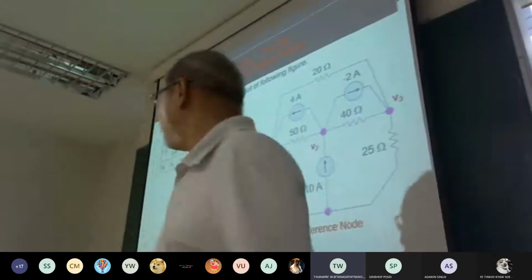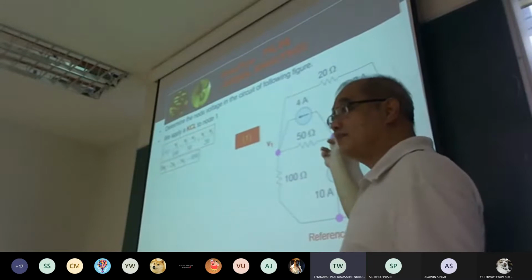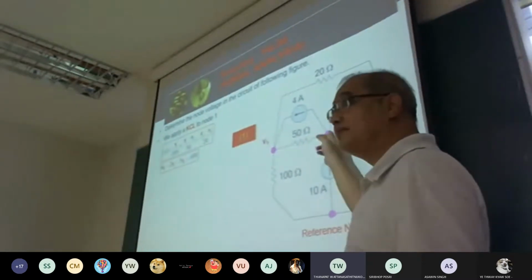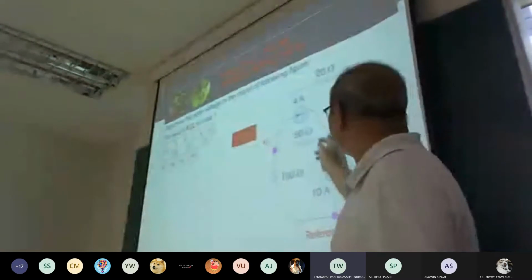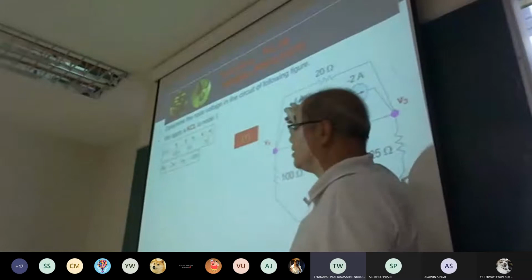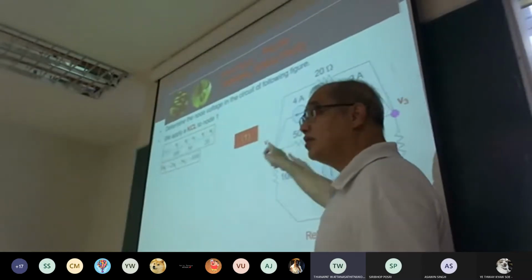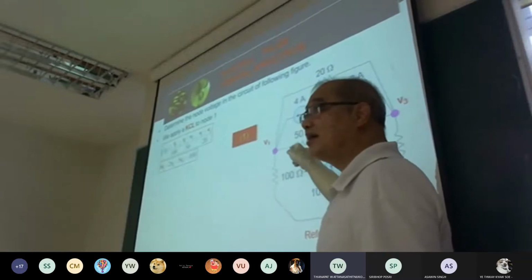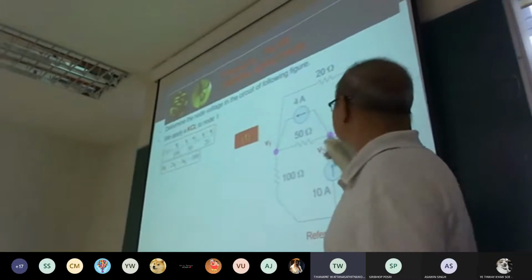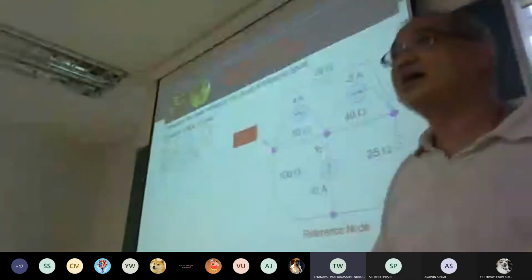Now the second node is here. How many branches? Five. How many currents? 10 is 50. Okay, here: V2 minus V1 divided by 50, minus 2. Okay, here: V2 minus V3 divided by 40.